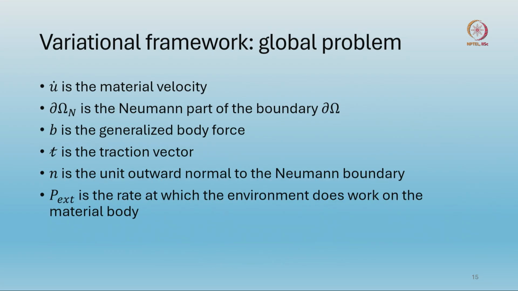So, this is basically an elaboration over whatever we have discussed so far. u dot is the material velocity, ∂Ω_N is the Neumann part of the boundary ∂Ω, same thing. b is the generalized body force.